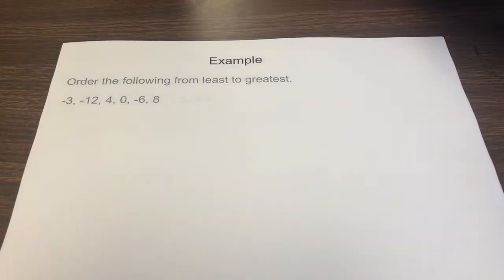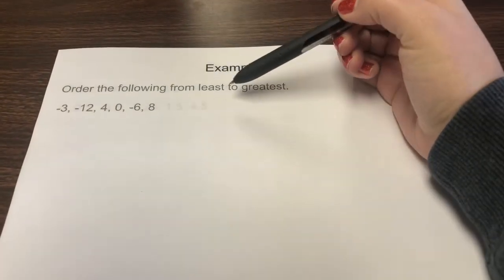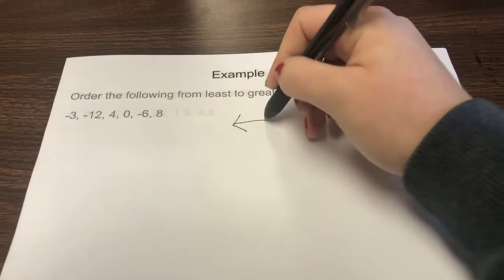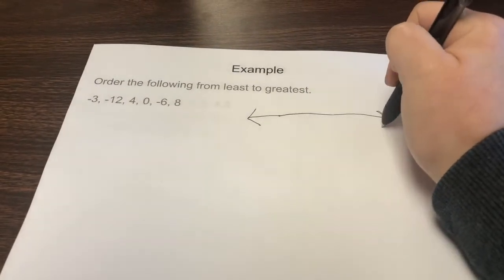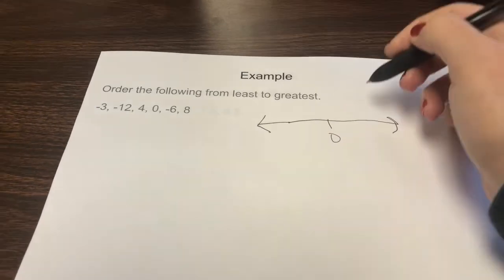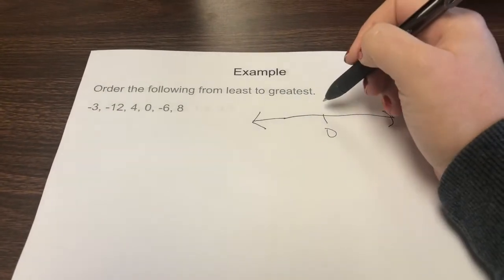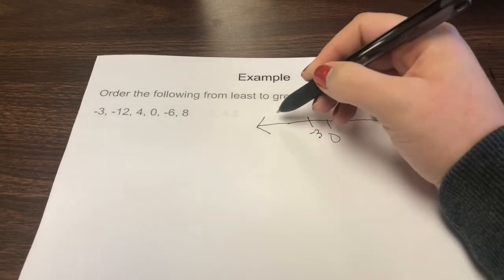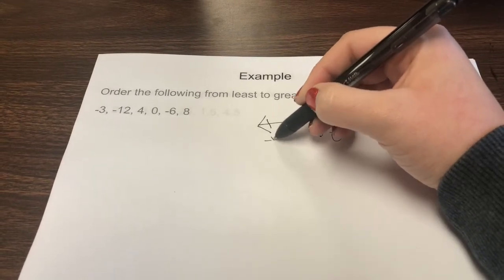Let's look at some examples. Order the following from least to greatest. If I'm on a number line, and I'm just roughly plotting these, I'm at 0. I know that -3 would be pretty close to 0. -12 would be farther to the left.